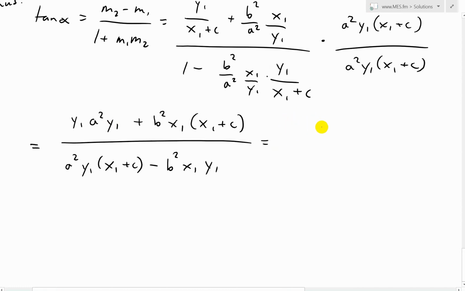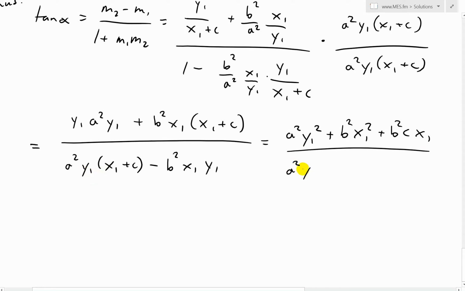Actually I'll put the a squared first. So we have an a squared y1 squared, plus b squared x1 squared, because we're multiplying by itself. Then we have a plus b squared c x1. And then this is all divided by, now we have this part here, a squared y1 x1, plus this multiplied inside, a squared y1 c.